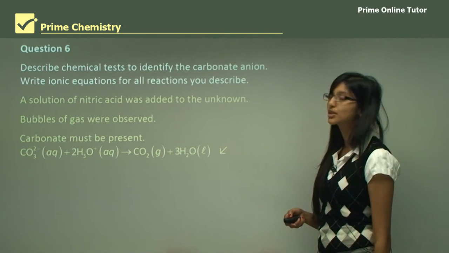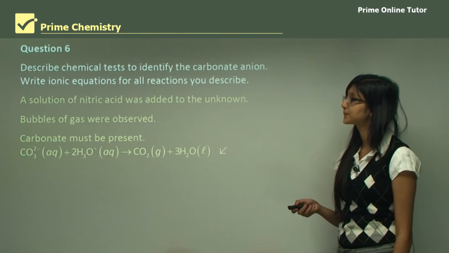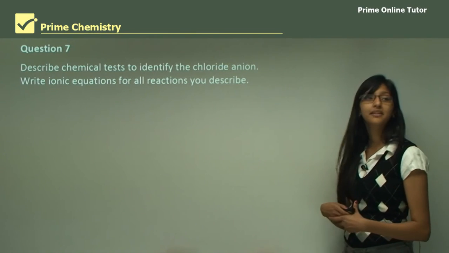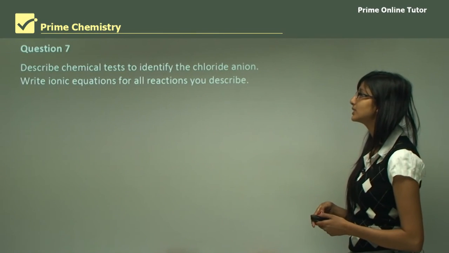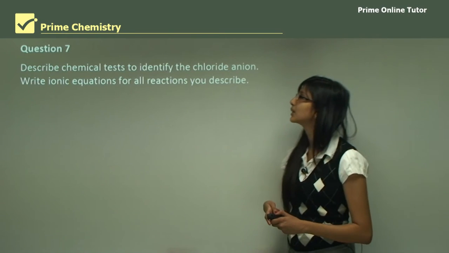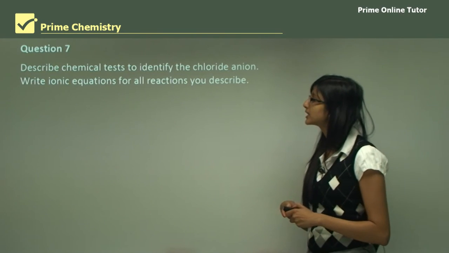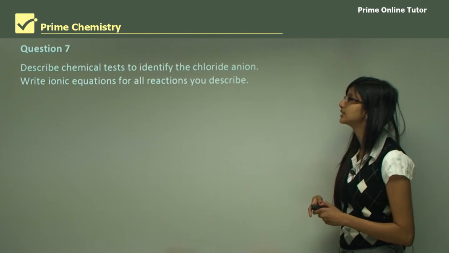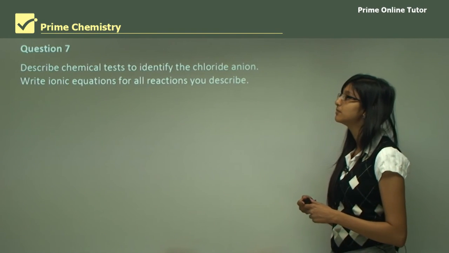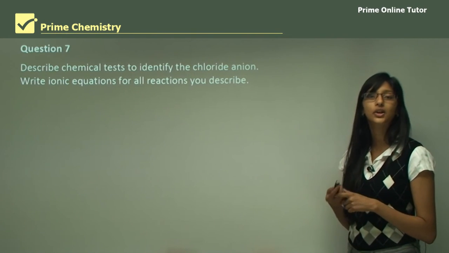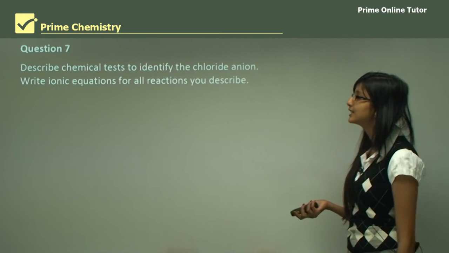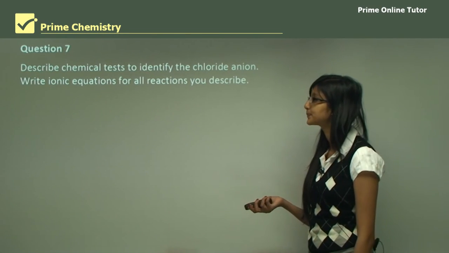Now let's move on to question 7. Question 7 tells us to describe chemical tests to identify the chloride anion. Write ionic equations for all reactions you describe. So what happens if you want to test if your solution has chloride anions present? Let's see what steps we can take.